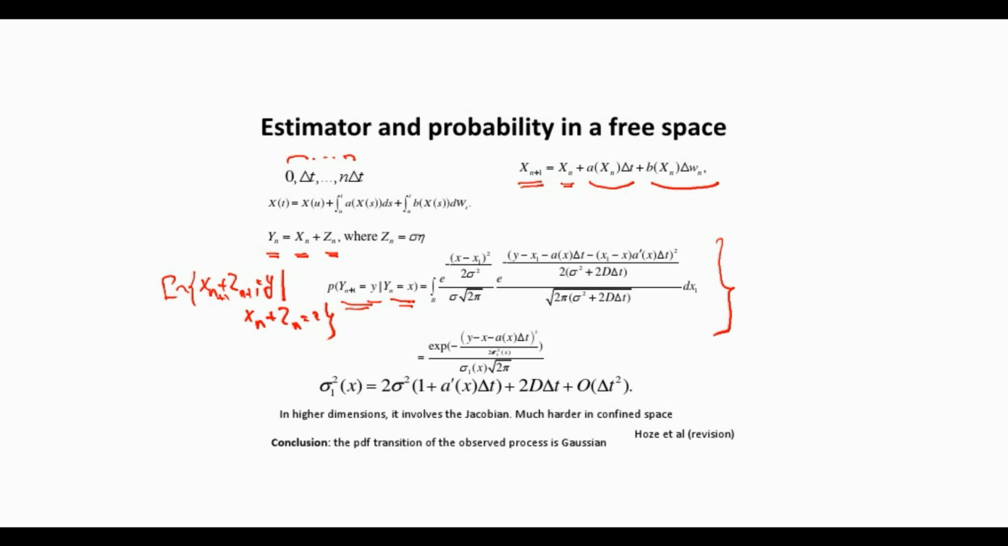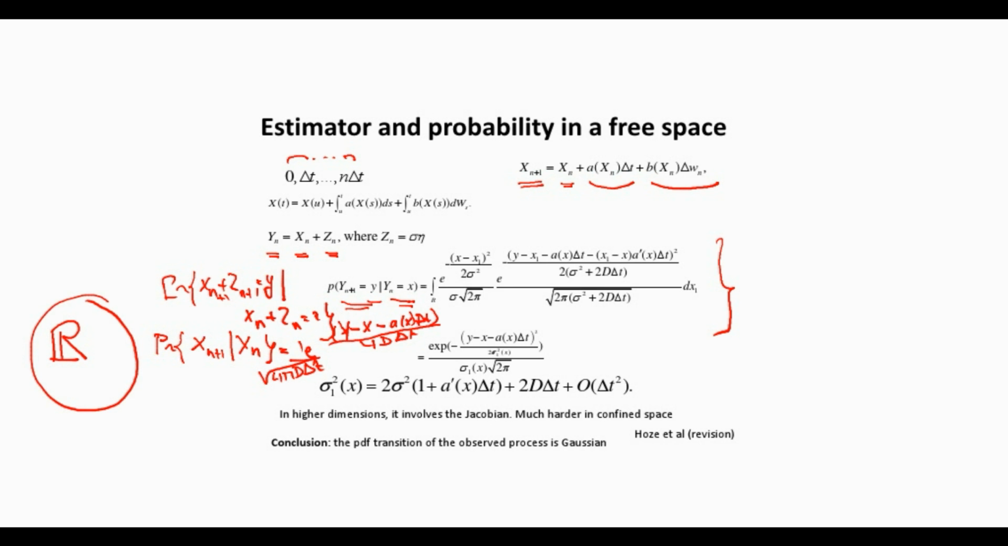And this assumes that the probability density function for the process xn plus 1 given xn is a Gaussian, the exponential of minus y minus x minus a of x delta t, squared, divided by 4d delta t, divided, in dimension 1, by the square root of 4 pi d delta t. So this assumes this, which is only true in the entire space R. Otherwise this is incorrect. For example, if you are in an interval, you have to account for the boundary conditions.